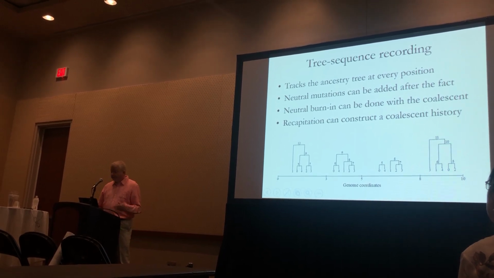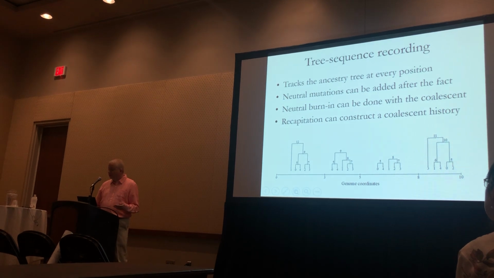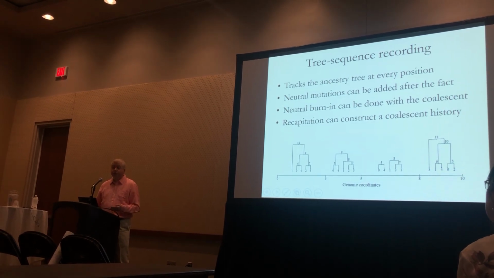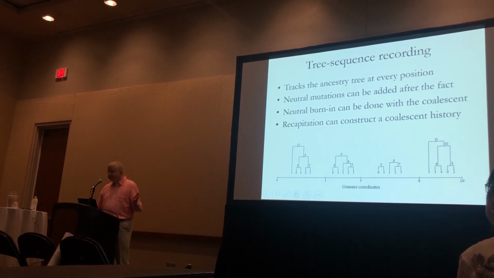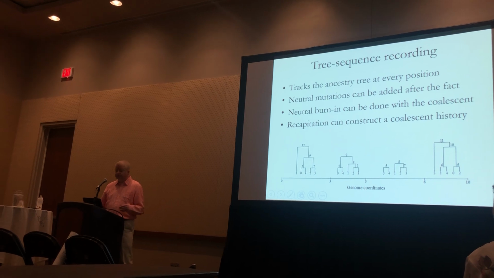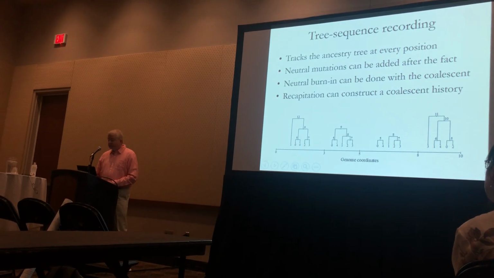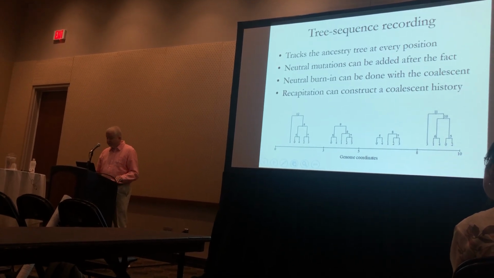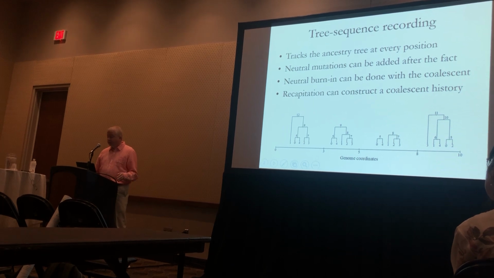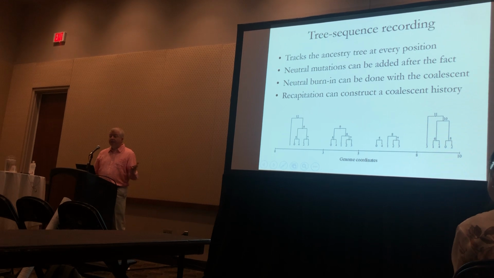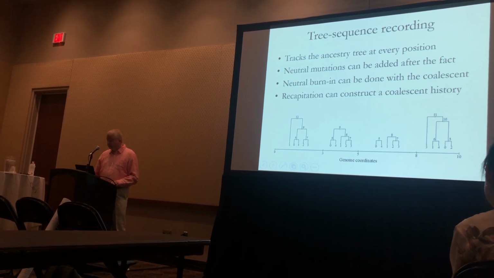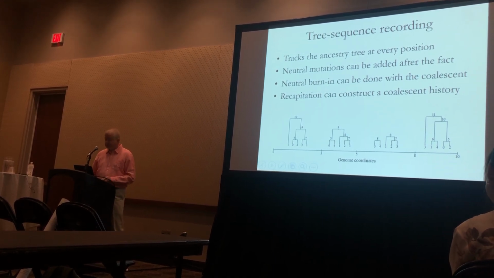Having that ancestry information can be tremendously useful for analysis, but it's also very useful for performance reasons. It means that neutral mutations can actually be added across the tree sequence after forward simulation has completed, and that saves enormous amounts of computation during the forward simulation. It means that a neutral burn-in period can often be simulated with the coalescent in MS-Prime and then used as a starting point for your non-neutral simulation in SLiM.